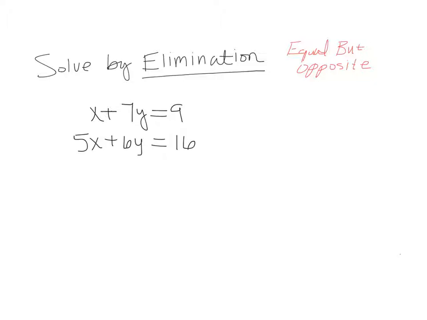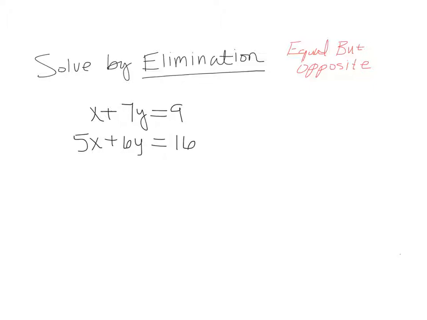What I mean by that is, if you had 2, what would be equal and opposite of 2? -2, so that it would cancel out properly. Okay? So what I'm going to do here is look and see, okay, I have x, I have 5x, I have 7y, I have 6y.